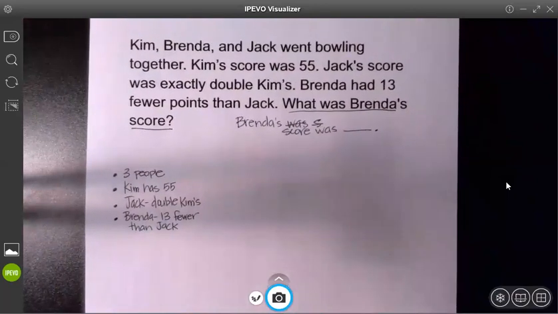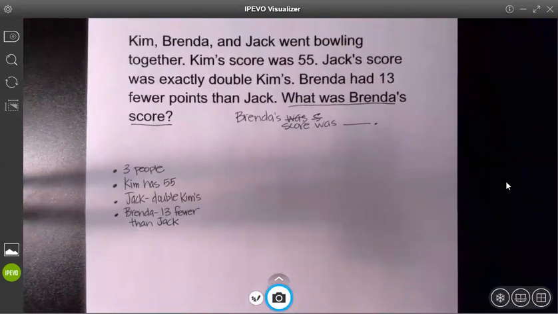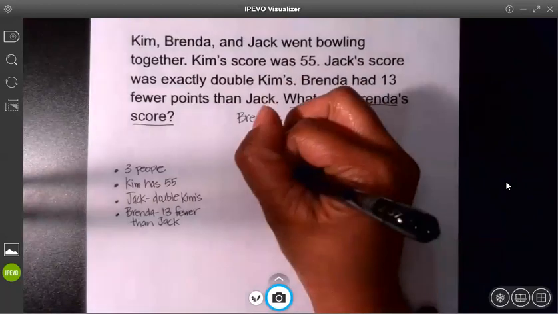So now let's go on to creating our bar model. So we have 3 different people. So that means we're gonna be doing a comparison bar model. A comparison bar model means that you're gonna have 3 different bars. Each person is gonna have their own bar or their own strip. So let's start with Kim.